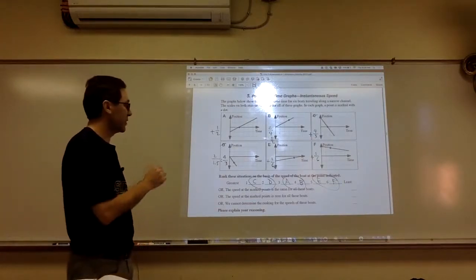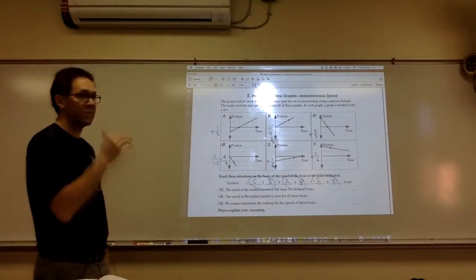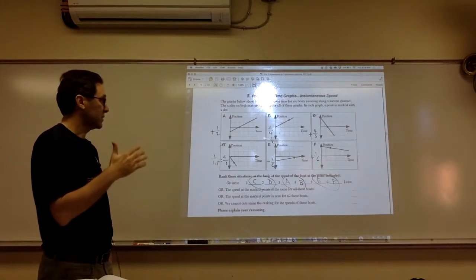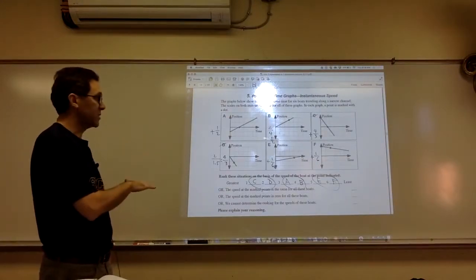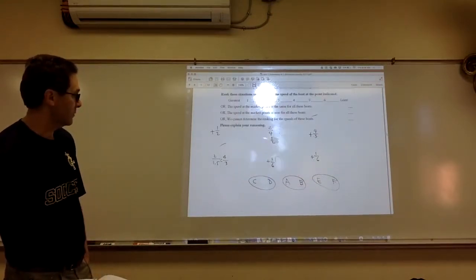Okay, so you just have to be careful when you're dealing with these problems. If it's a velocity time graph, you just read from the graph to find the velocity. If it's a position time graph, the slope will give you the velocity. If it's a speed, you drop the negatives. Okay? All right, I'm done here.